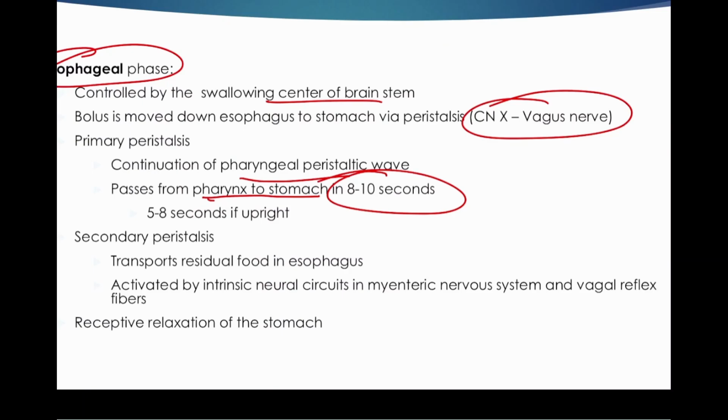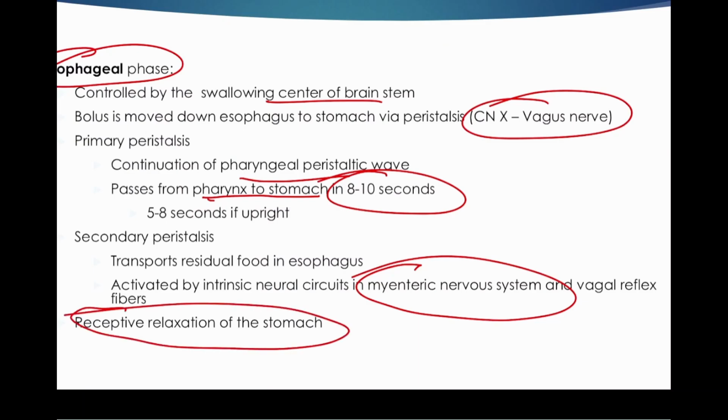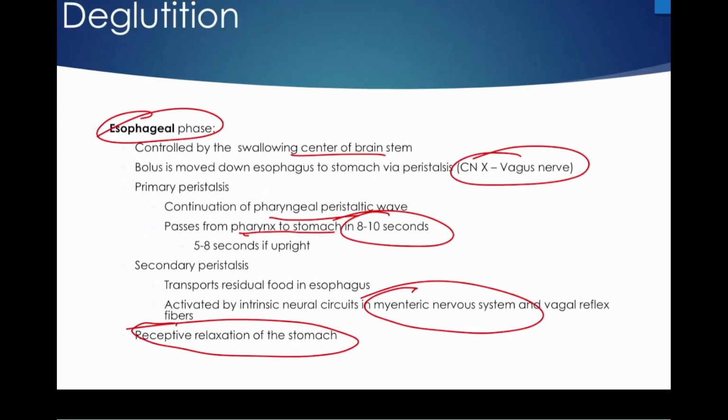Secondary peristalsis, any residual food in the esophagus, intrinsic neural circuits into the myenteric nervous system. Why the myenteric? What layer is that in? Muscularis layer. That provides all the squeezing and the peristalsis. You need that layer to work. And then we have receptive relaxation in the stomach. So when that food hits that first part of the stomach, there is a reflex where the stomach will start to relax and to distend because it's thinking that you're going to have a meal and it's going to get ready for it. So that's the final esophageal phase.